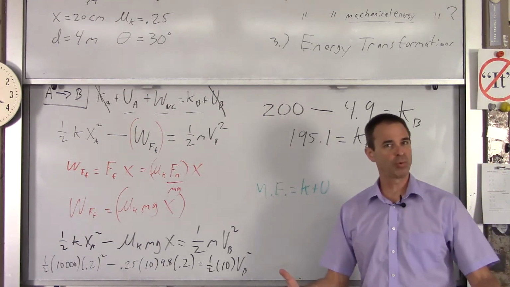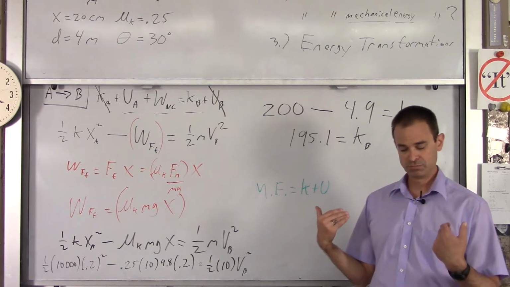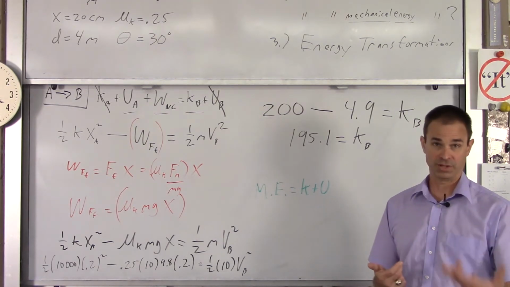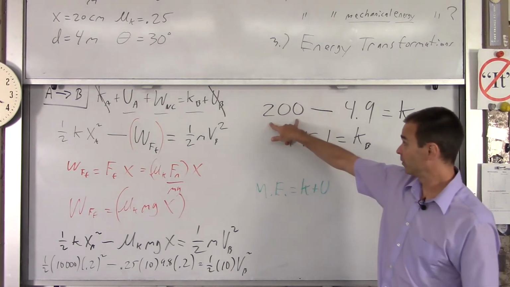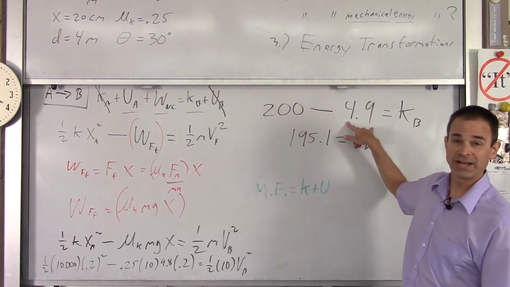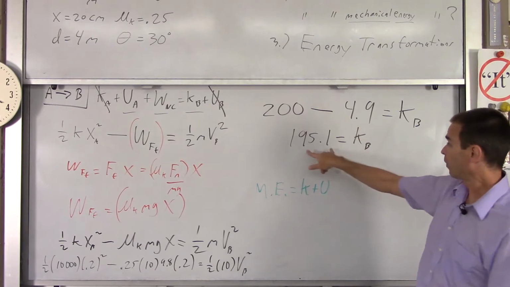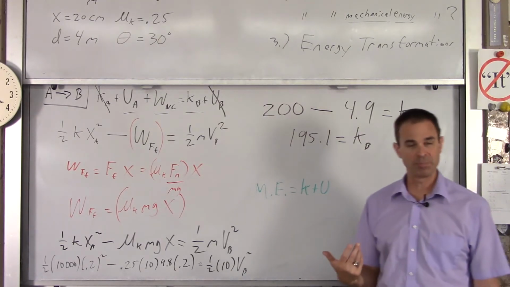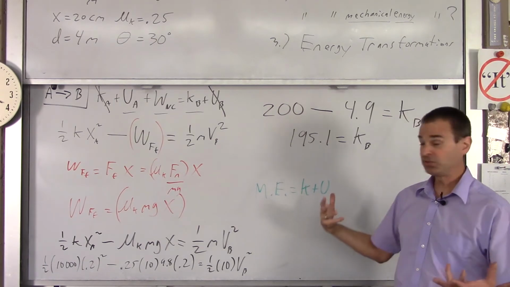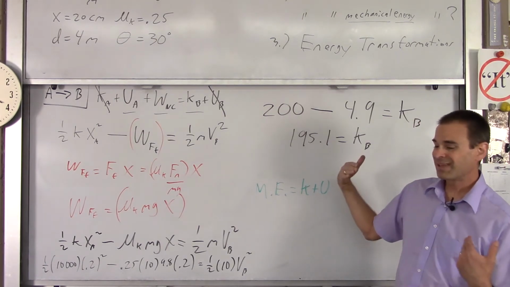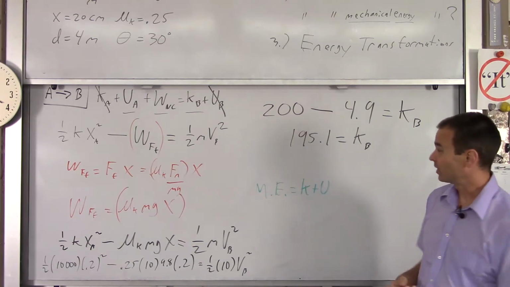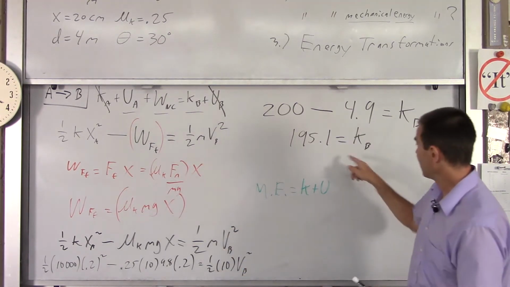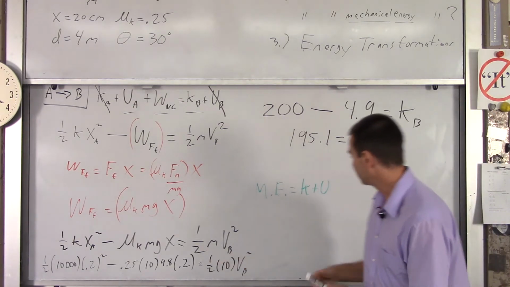What happened to that 4.9 joules? That is the work done by friction, and that is turned into thermal energy or heat. So of our 200 joules, we lost 4.9 due to thermal energy or heat. The rest, 195.1, is kinetic energy in the box. So energy is conserved, but mechanical energy is not. Okay, so that's our kinetic energy. Now we've got to find our velocity at point B. That's easy enough. Again, this is equal to that, so I'll write that down.